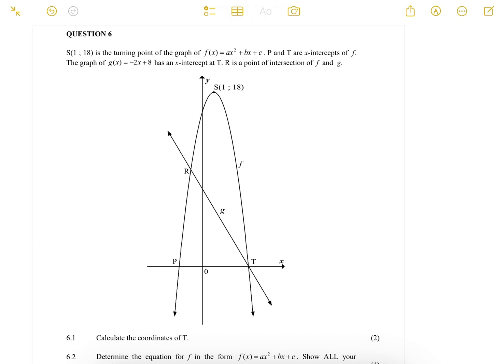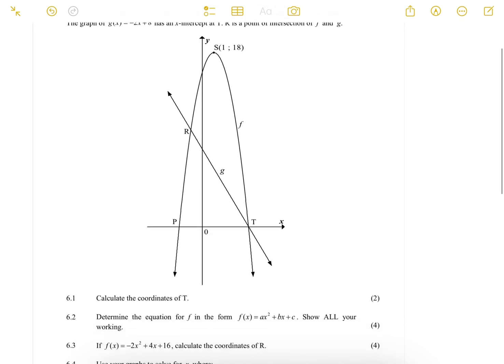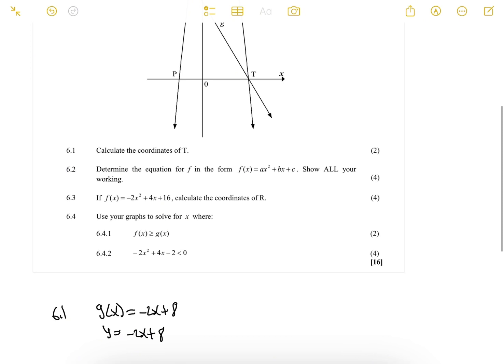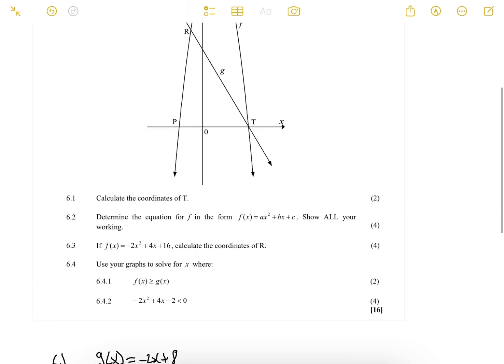So we also have the second graph, which is a straight line, the graph of g, which has an x-intercept at T, of which we are also told that R is the point of intersection of the two graphs f and g, where they touch or cross each other, right? So 6.1, they say calculate the coordinates of T.